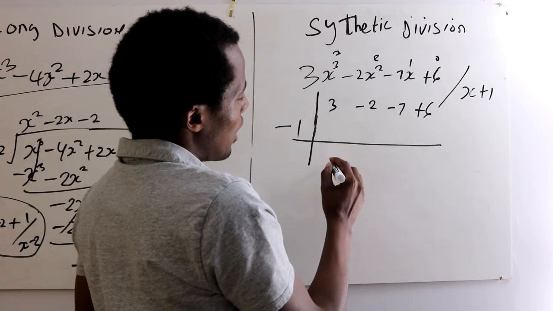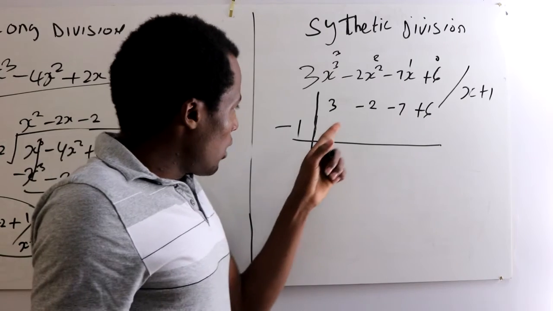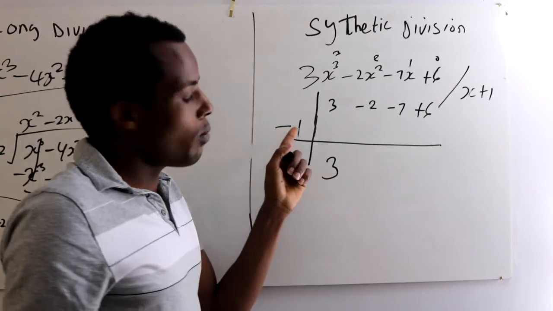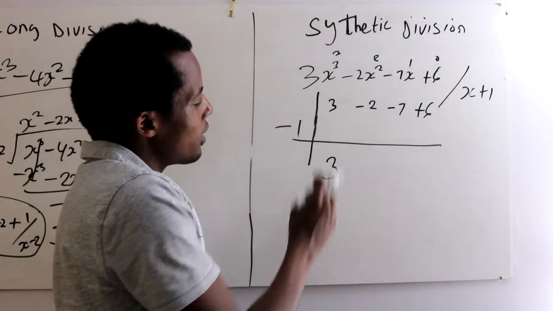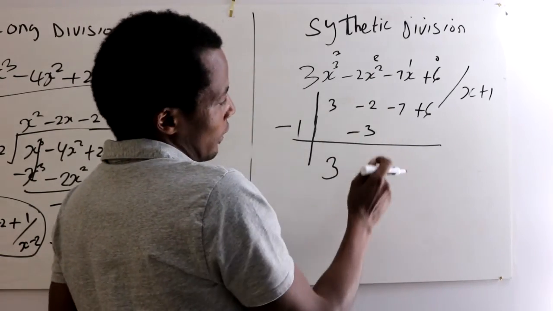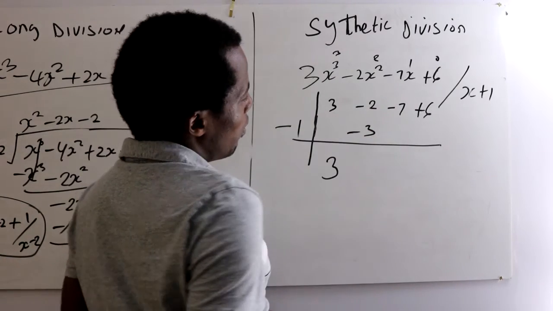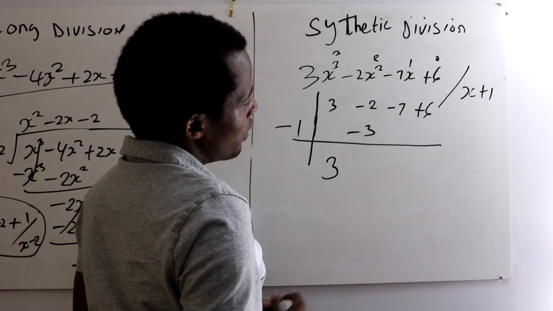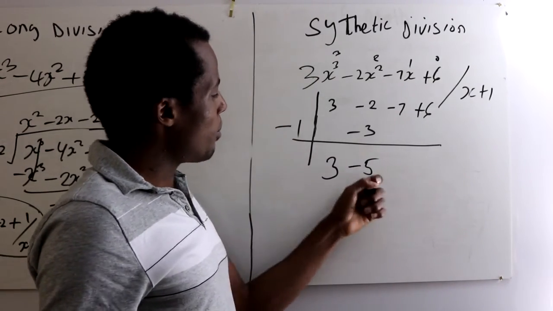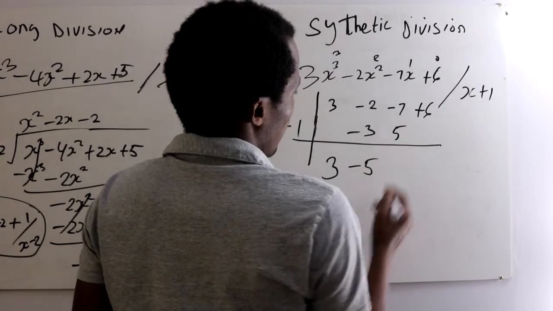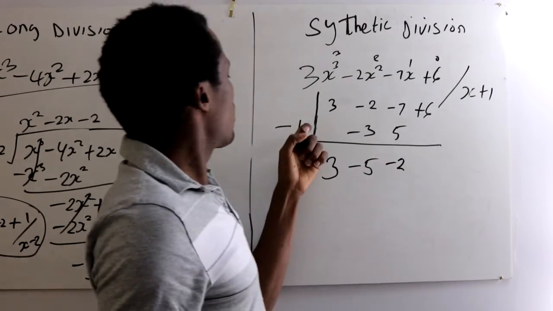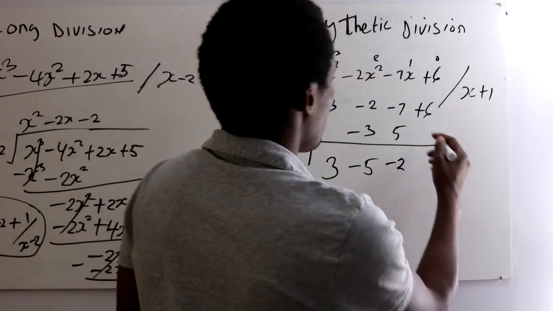3 is going to come down here. Remember, our leading coefficient is 3. So what you have to do is just multiply minus 1 by 3, and then we get minus 3. And then you add minus 2 plus minus 3 is minus 5. Multiply minus 1 times minus 5 is 5. Add them. Minus 7 plus 5 is minus 2. Minus 1 times minus 2 is 2.